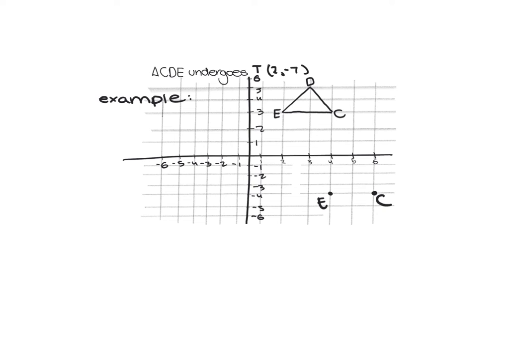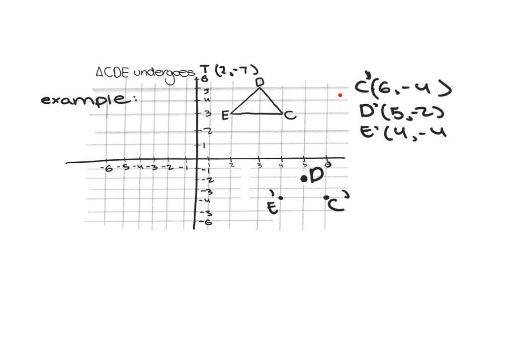Marking the C, we now need to translate our final coordinate D. So first we go 2 to the right and then 7 down. So 1, 2, 3, 4, 5, 6, 7, and we are left with coordinate 5, -2.